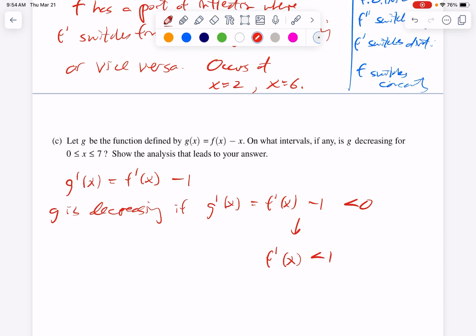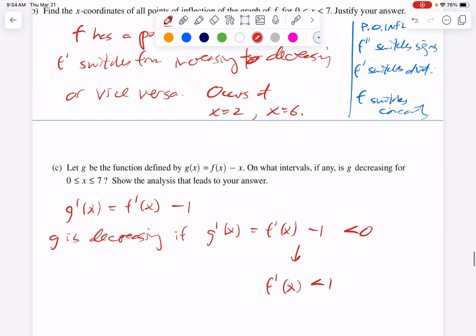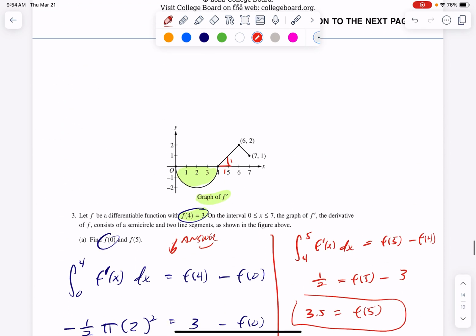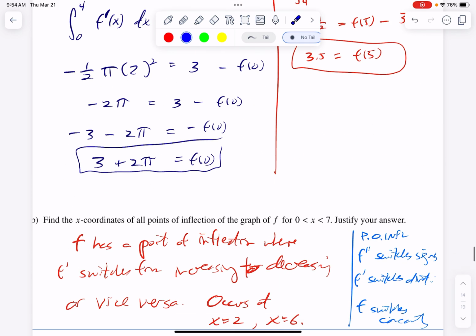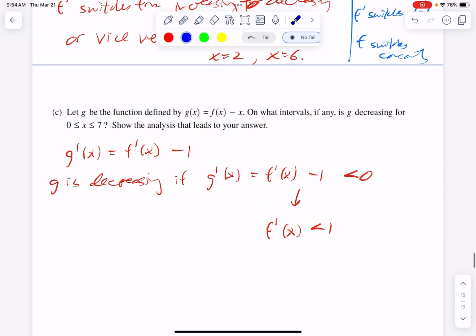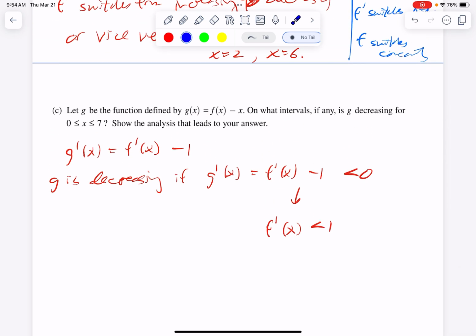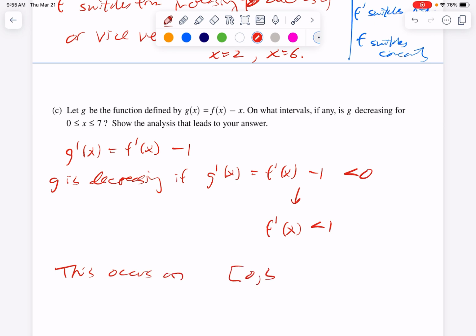And that implies that f prime is less than 1. So let's just use our graph. Where on this graph is f prime less than 1? We literally have a graph of f prime. So it is less than 1 starting at 0 until we get to 5. So this occurs on the interval from 0 to 5.